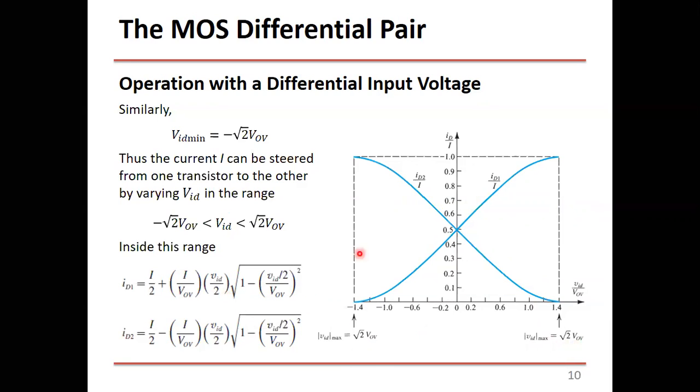And the equation that governs this curve here is this one. The proof is not important. It's a long proof. I'm not asking you to memorize it or understand it. Just understand the concept here. Okay, so you can steer the current all the way to the right side, to the right transistor, this way by applying a positive VID, or steer the current to Q2 by having negative VID.